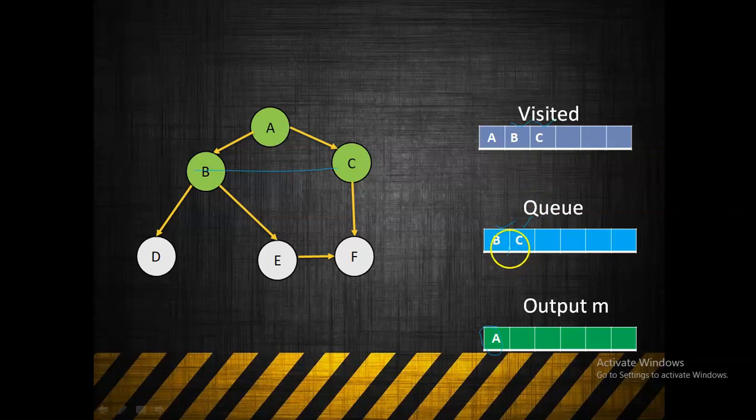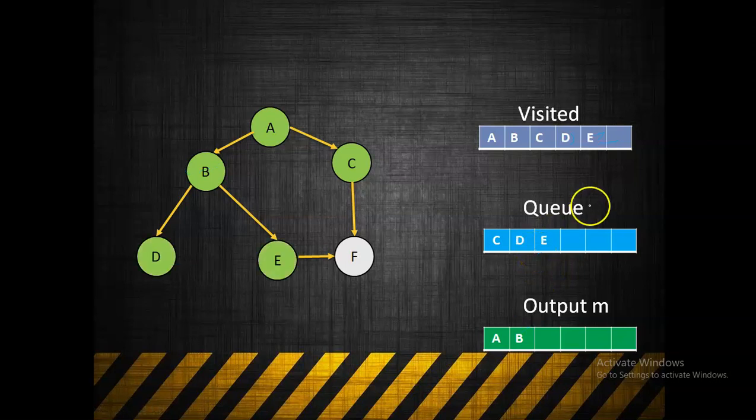Now pop the top element, the first element of the queue, and move it to output directly. Please see here. Now you pop B and move it to output. B is popped and printed in output. The children of B, D and E, are entered in visited as well as the queue directly.